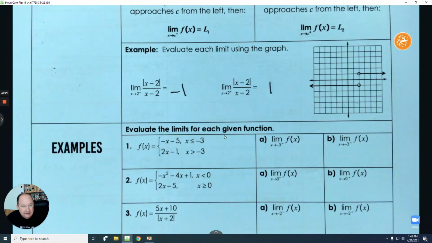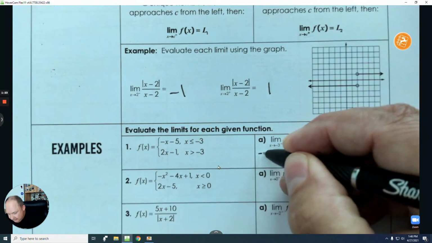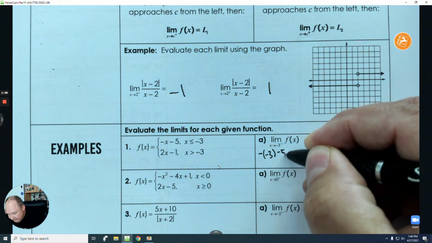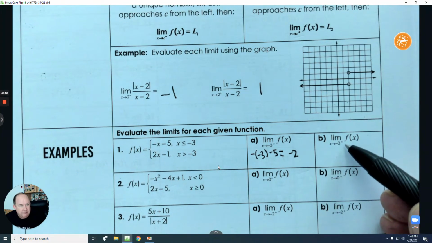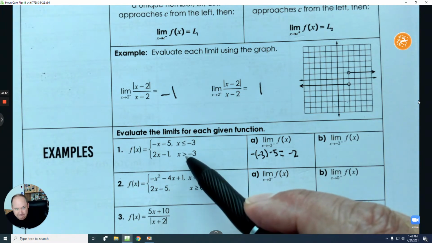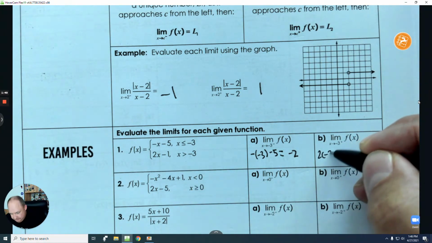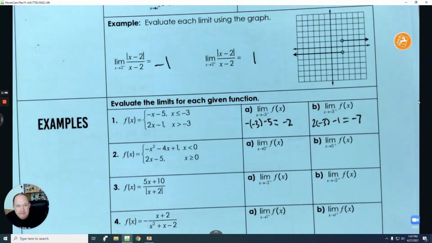It says to evaluate the limits for each function that's given. It says -3 from the left, so less than means left, which is this top piece. You just evaluate into the function itself because it's continuous. So you go -3, subtract 5, and that's -2. To approach it from the right side, use the bottom function, since greater than means approaching from the right. Again, we plug -3 in and get our answer.